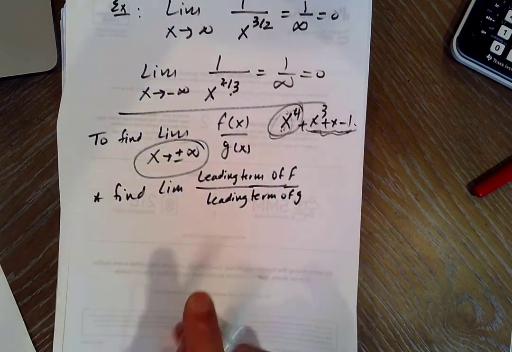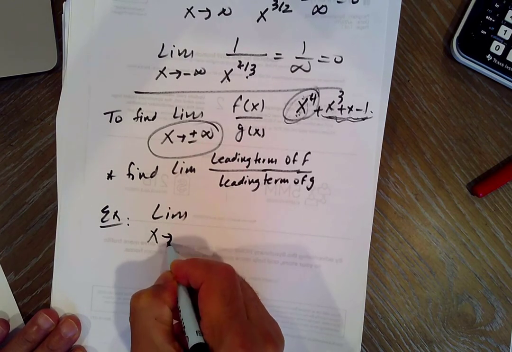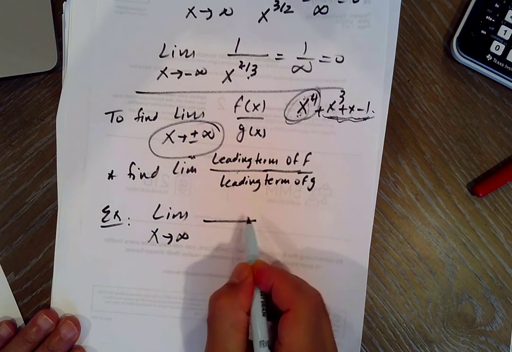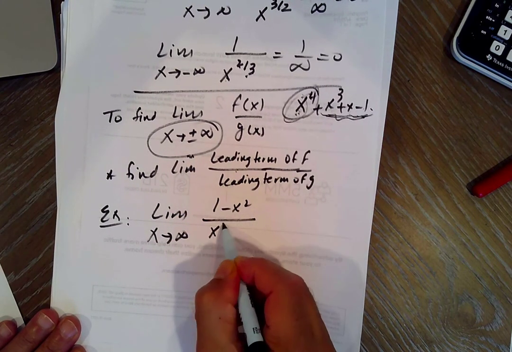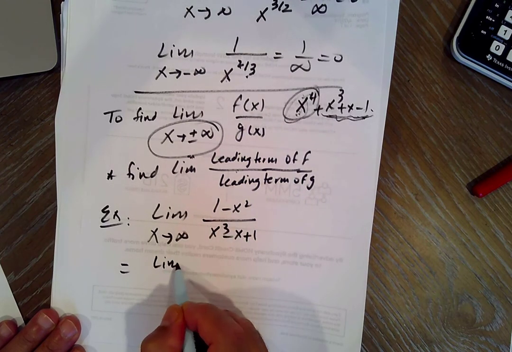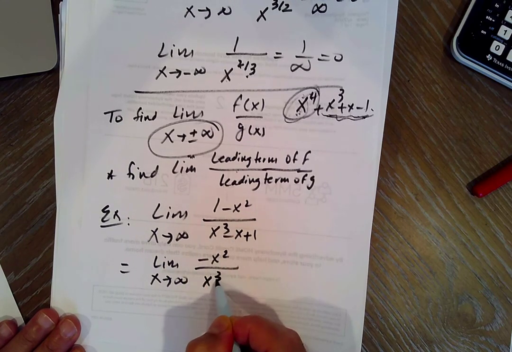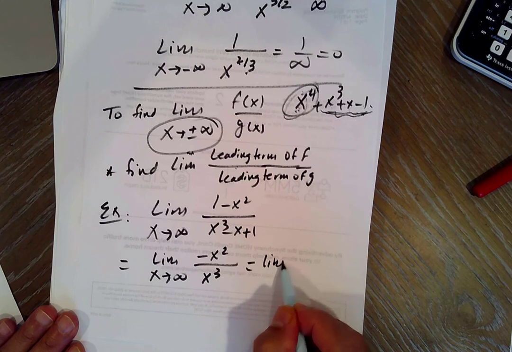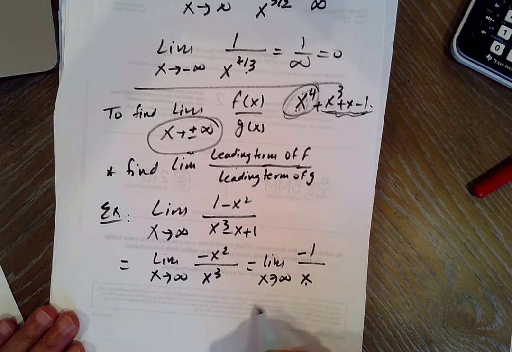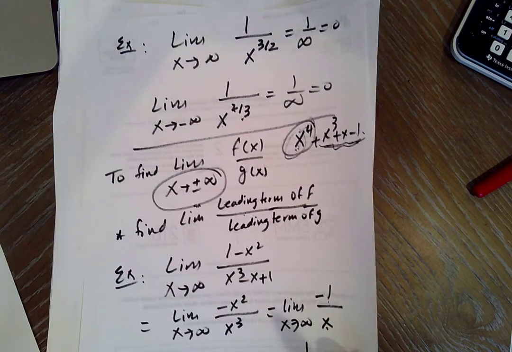Okay? So for example, if you want to find the limit as x goes to infinity, again, this rule is only true when x is infinity or negative infinity, of 1 minus x squared over x cubed minus x plus 1. You can ignore the 1, so you'll just do negative x squared, and you can ignore everything else, just x cubed. You can reduce it, so it's negative 1 over x, and negative 1 over infinity is 0. Okay, so makes life easier.